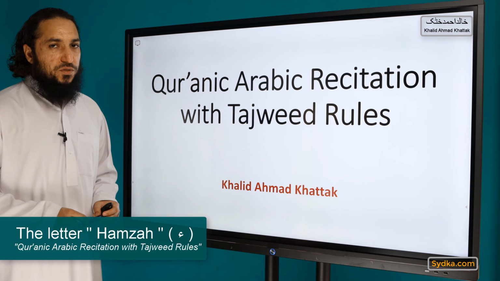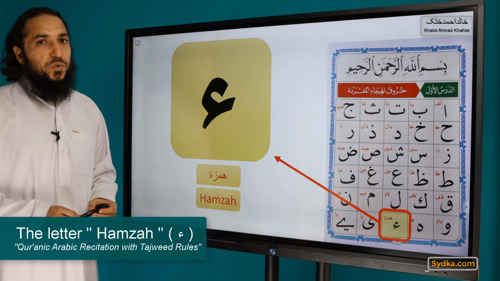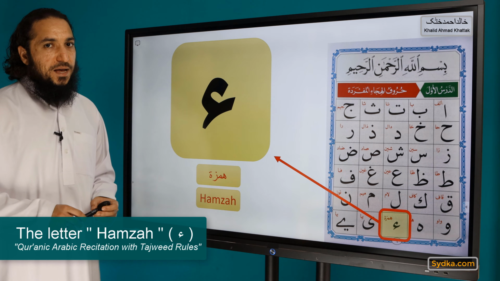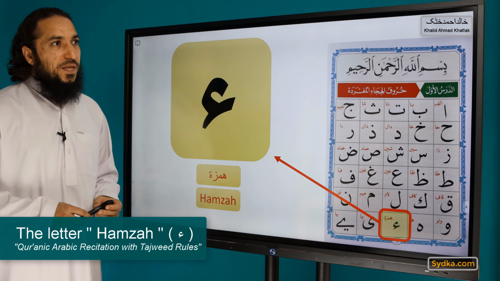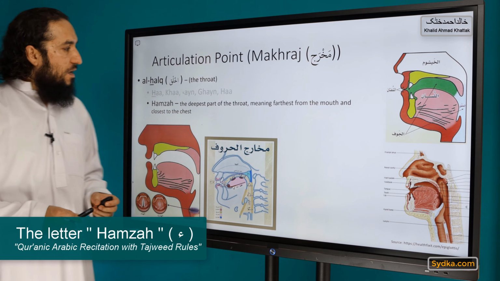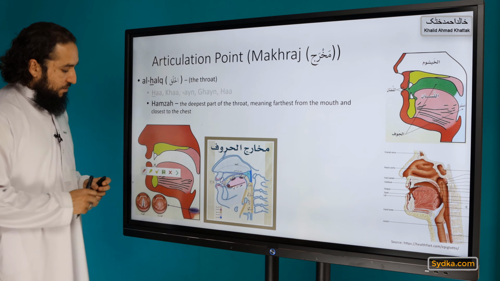Welcome back to another session of Qur'anic Arabic Recitation with Tajweed Rules. So in this session we will be studying another letter of the Arabic alphabet that is called Hamzah. Hamzah, and the sound is A. Okay, so what is the articulation point?